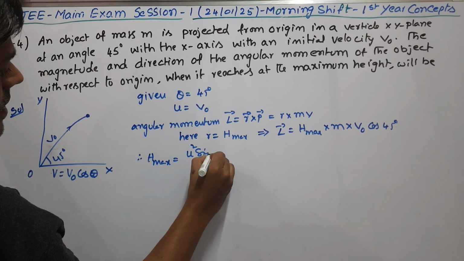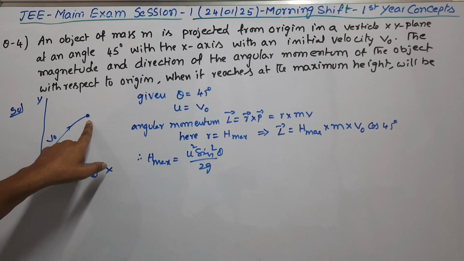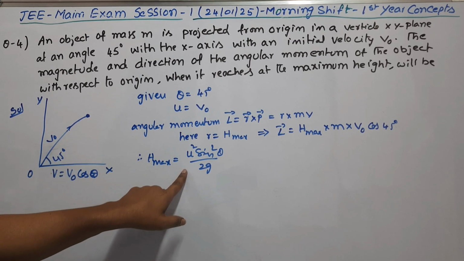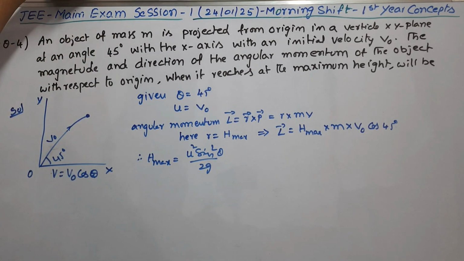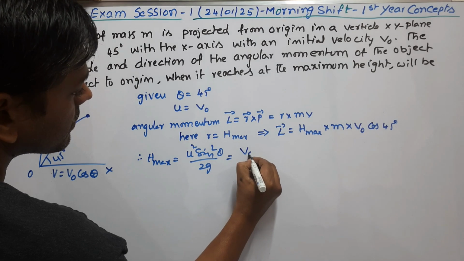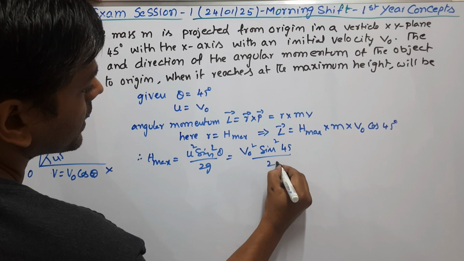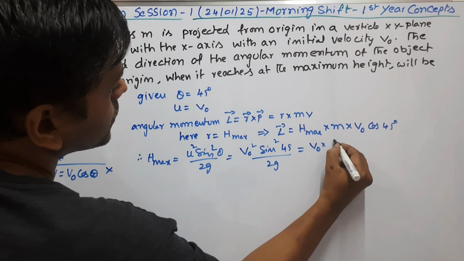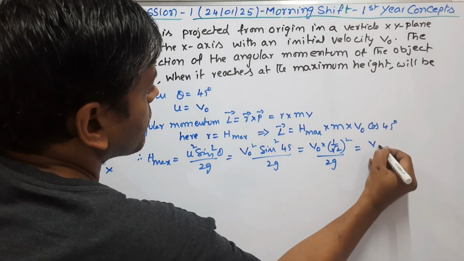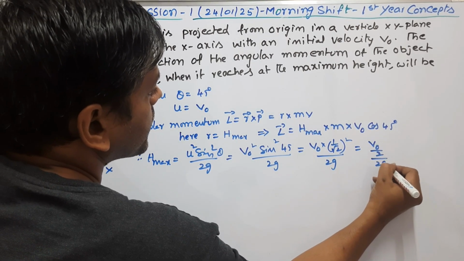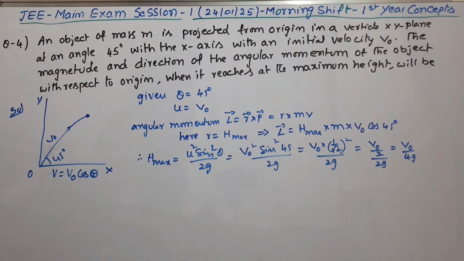Therefore H max is equal to u square sin square theta by 2g, according to projection. For a projected body with initial velocity u, the maximum height attained is u square sin square theta by 2g, where u is V naught. So V naught square into sin square 45 by 2g, which is V naught square into 1 by root 2 whole square by 2g, which is V naught square by 2 by 2g, which is V naught square by 4g. This is the height attained by the body, isn't it?